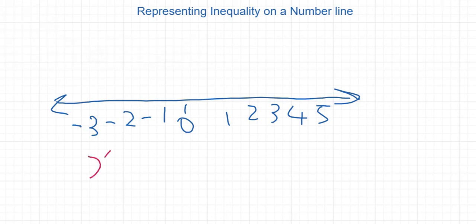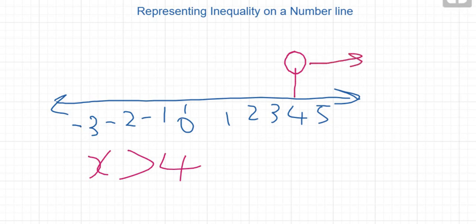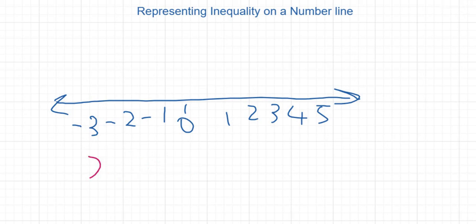So if we have x is greater than 4, then what we will do, we'll locate our point at x at 4, and then we will open at 4. This simply means it is not equal to 4. It is open at 4. And since it is greater, then it is going in this direction, because all the values that are greater than 4 are heading in that direction. And so that is how we will represent x greater than 4.